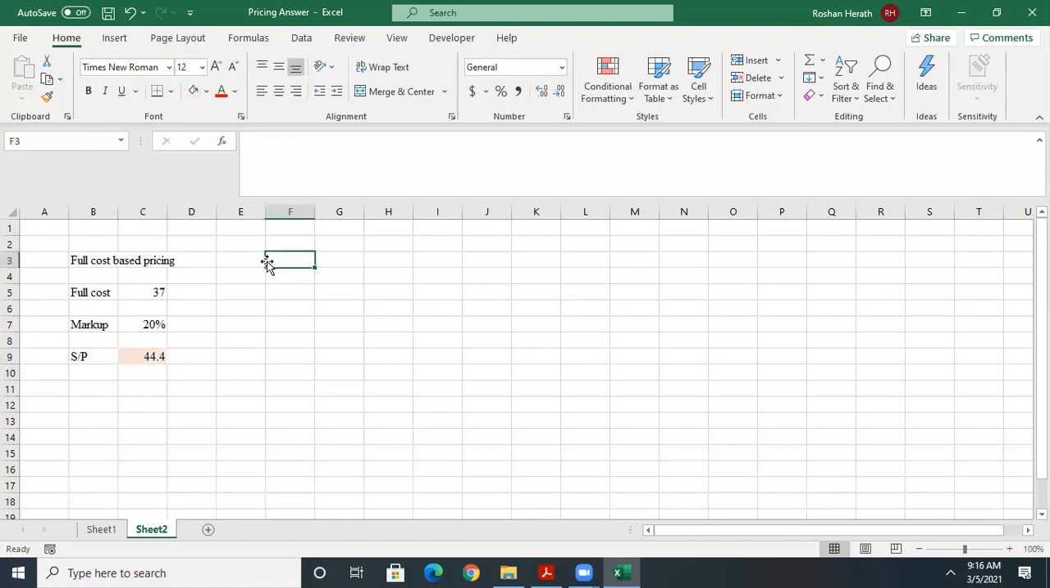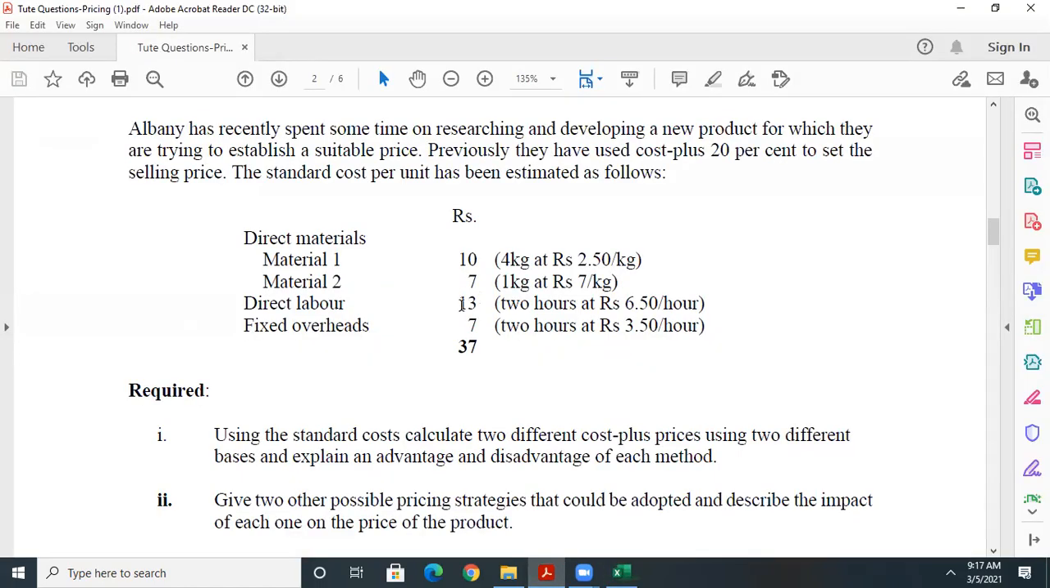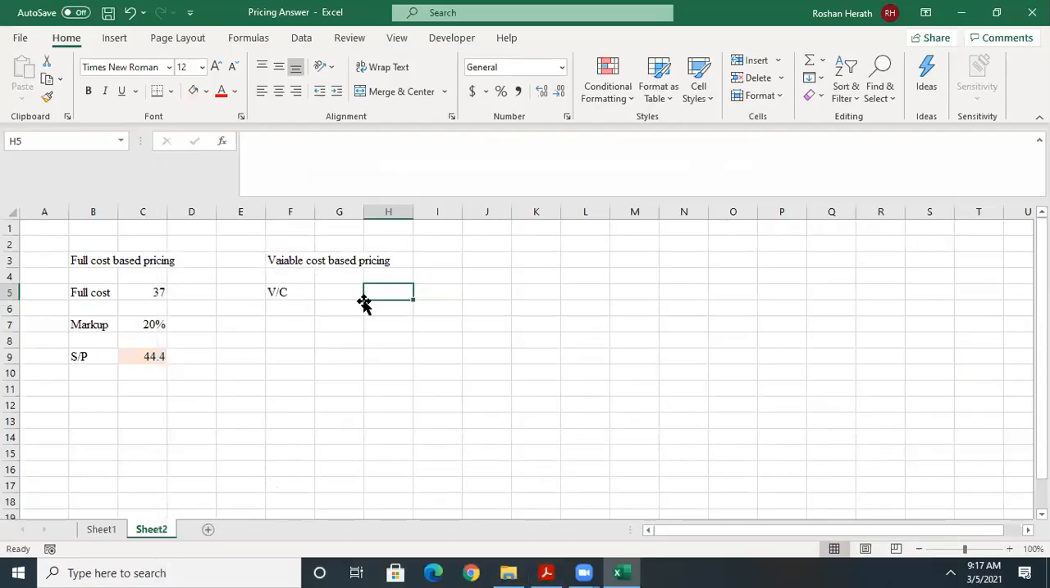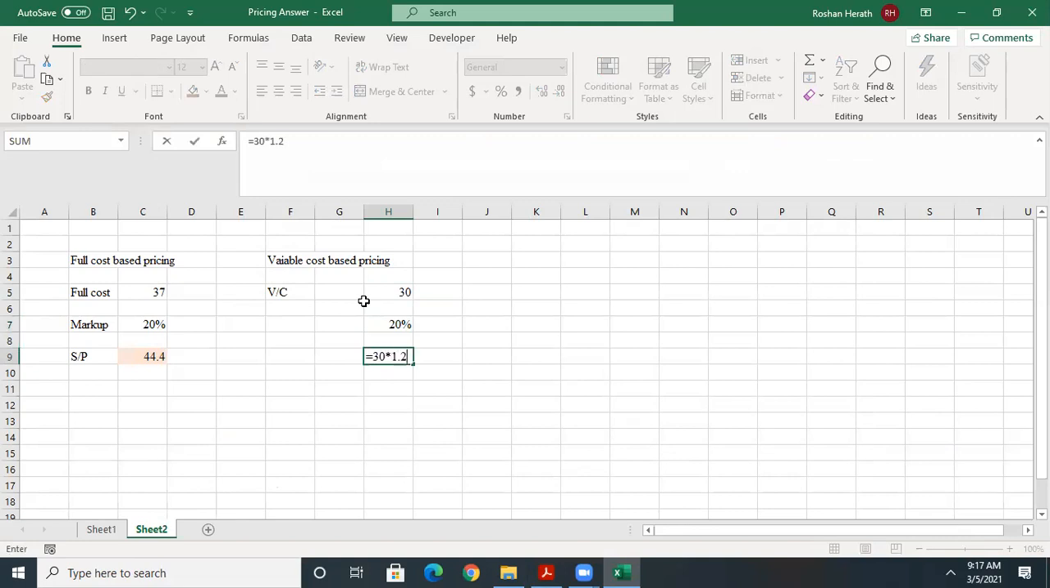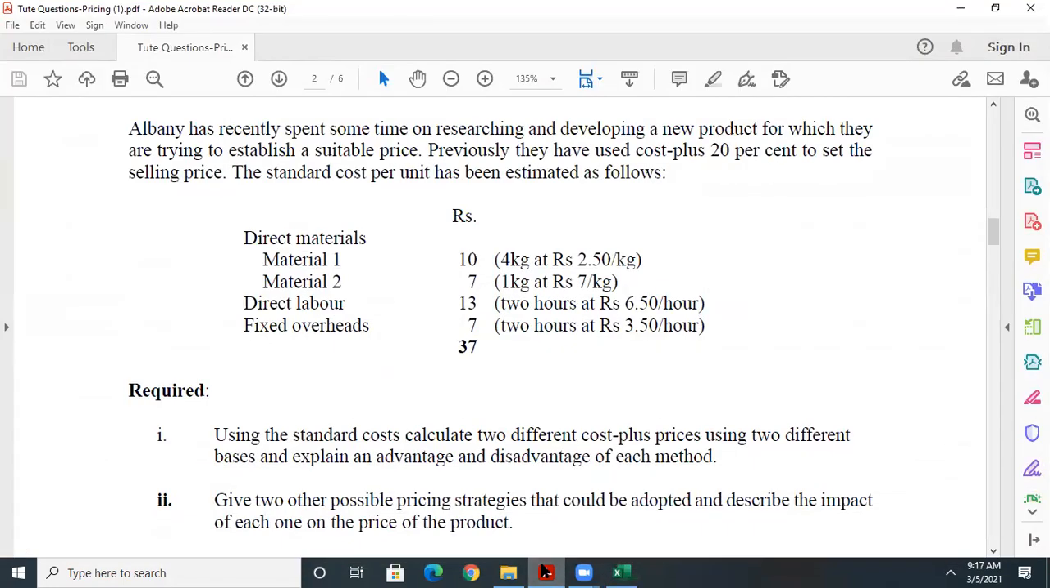So the other alternative approach is the variable cost base pricing. Variable cost base කරගෙන price එක determine කරන්න. The variable cost base price. So if you take the variable cost in this situation, it's going to be how much? 10, 7, 17 plus 13, 30. So it's 30. So again, if you apply this 20% markup, what's your price going to be? 30 into 1.20, 36. So if you apply the variable cost based pricing, and if you apply the same markup, then it's going to be 36.